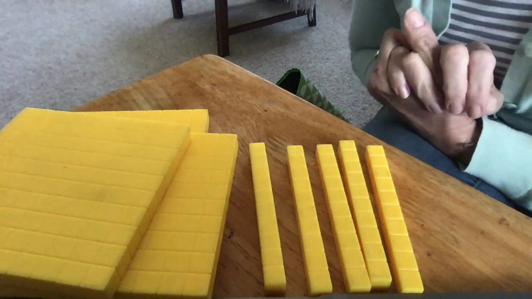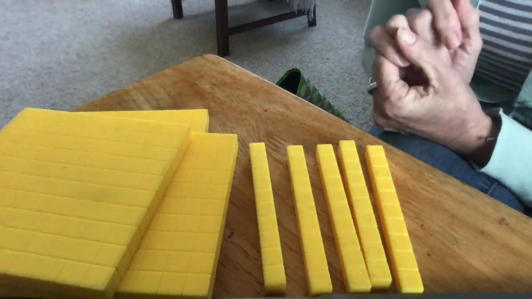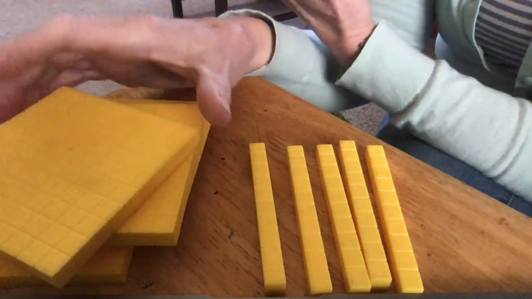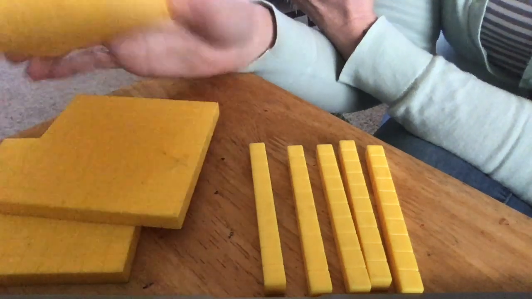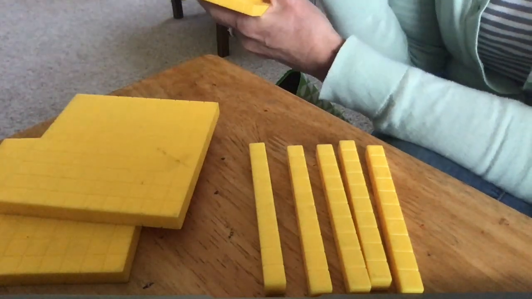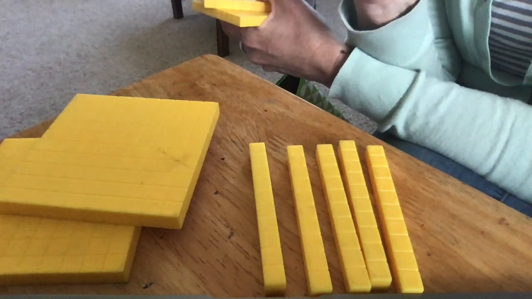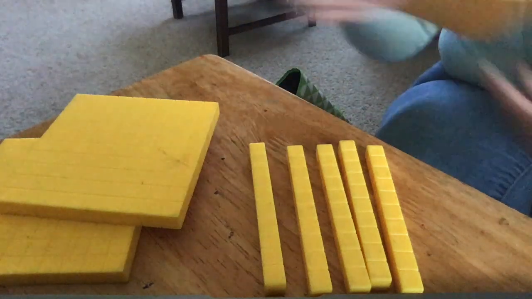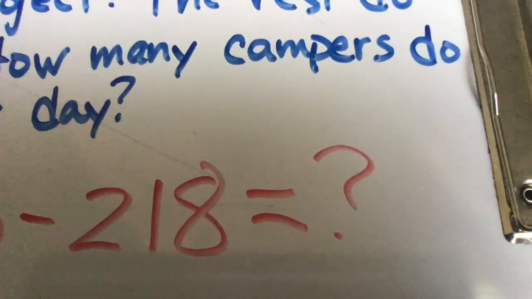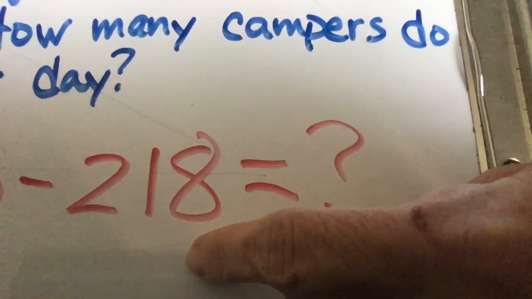218 are doing art. How do I take away 218 from this? It's easy, right? To take away the 200, all I have to do is take away 2 flats. How do I take away 18? What am I going to do in order to be able to take away 18? The number 18, take a look at that number again. How many 10s? There's 1 10, and there are 8 1s.